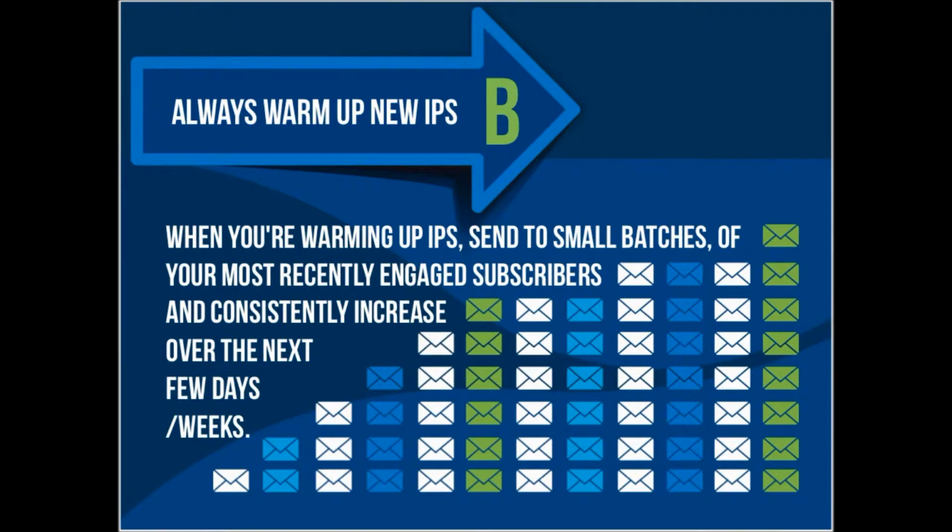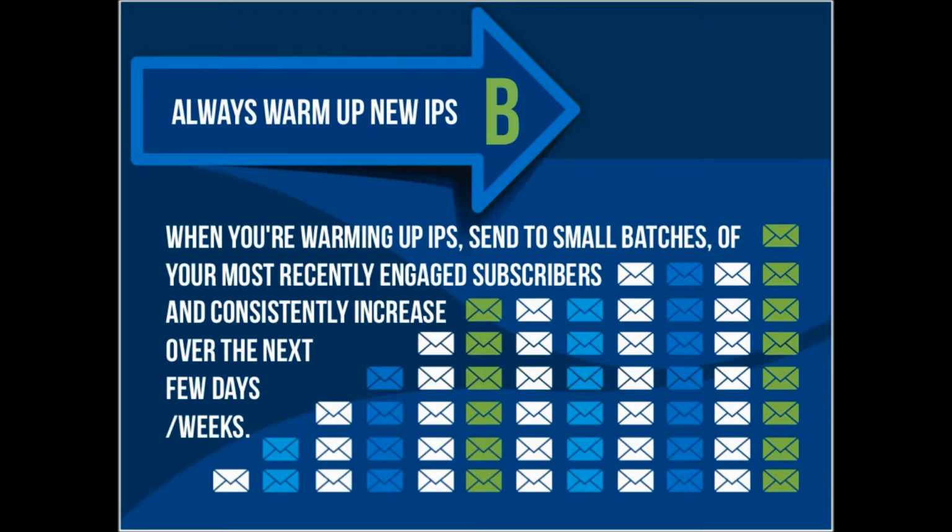Next, you always want to warm up new IP addresses. If you're planning on really building an email strategy for the long haul, a little bit of patience goes a long way. It's key to warm up your IP addresses and do so the right way. When you're warming up IPs, send to small batches of your most recently engaged subscribers and consistently increase over the next few days and weeks.